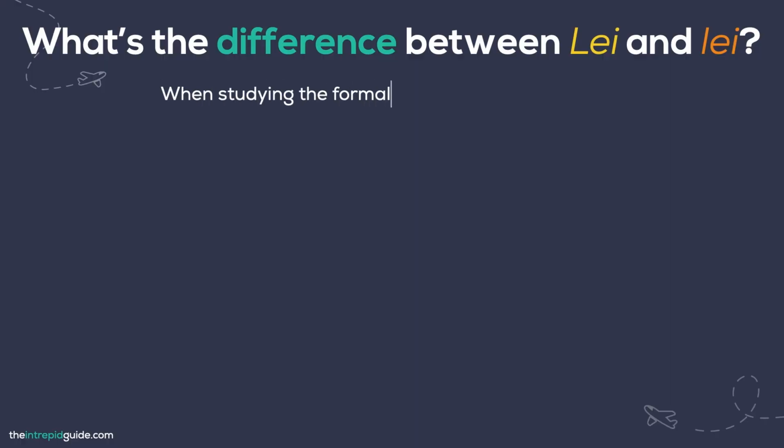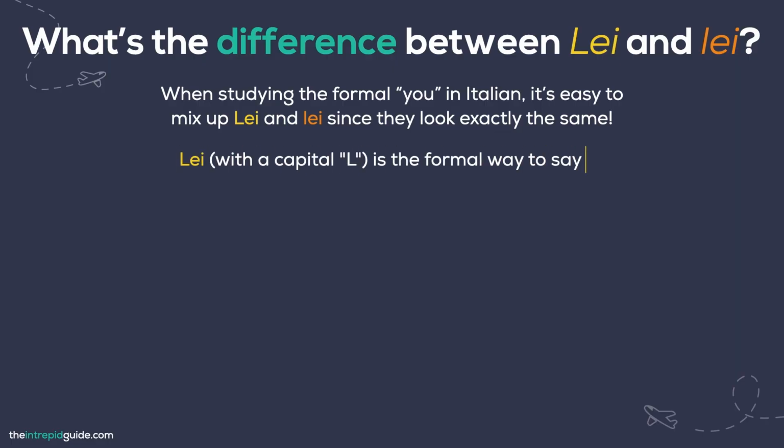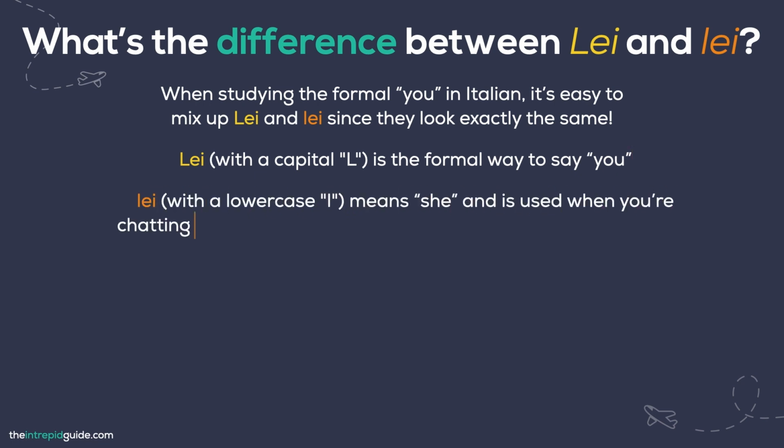So what's the difference between Lei with a capital L and lei without it? When studying the formal you in Italian, it's easy to mix up Lei and lei, since they look and sound exactly the same. However, they have totally different meanings. Lei with a capital L is the formal way to say you. Lei with a lowercase l means she and is used when you're chatting about a female person without talking to her directly. But don't stress, with a little practice you'll be able to tell them apart in no time. Just keep an eye on the context.